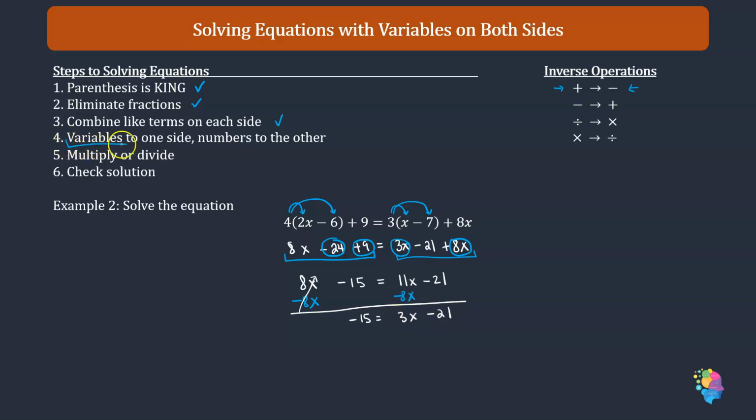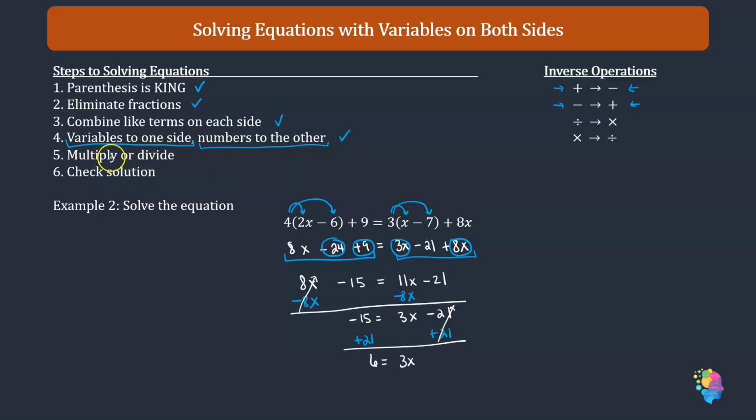Now, because we moved the variables to the right side, now we have to move the numbers or the constants to the left side. That means that this minus 21, we're going to move it with addition to the other side of the equal sign to collect it with a minus 15. Negative 15, positive 21. That is going to be positive 6. Bring down the 3x. 21 minus 21 will be 0. And we have completed step 4.